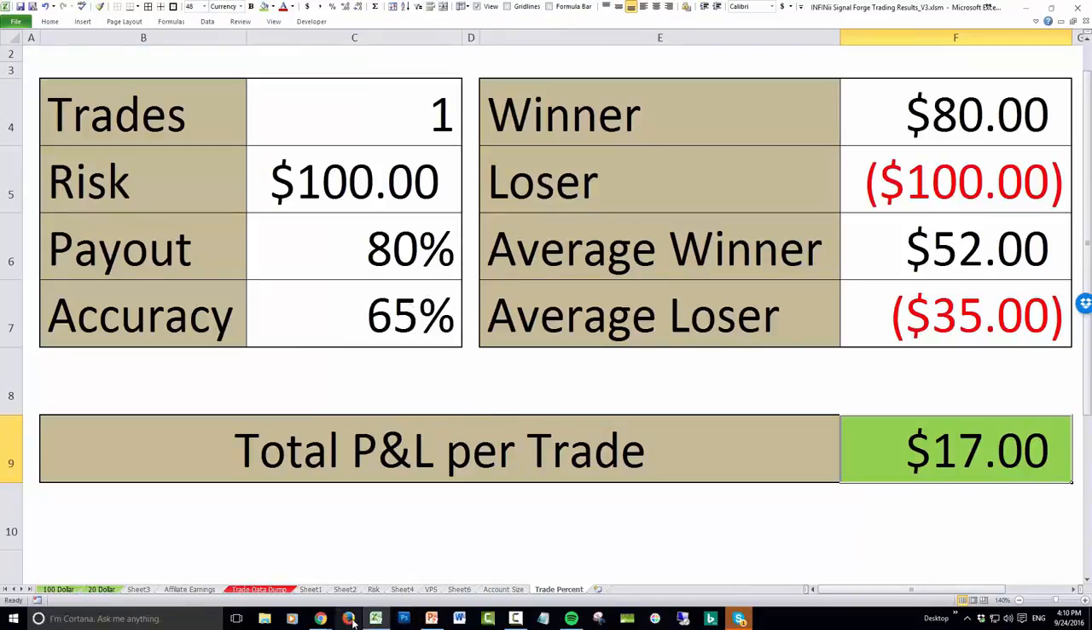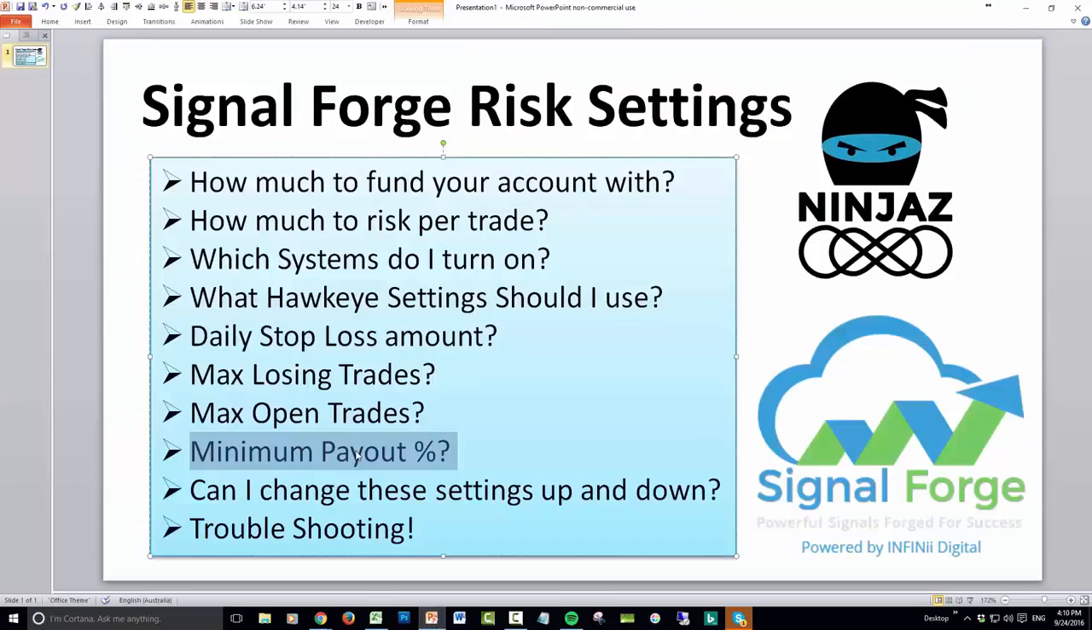So again, back to that setting, we've got it set at 50 because we want to take every trade, but the smallest that the brokerage firm has paid out has been 61 percent in actual fact, and it's averaged around 80% payout over the last 2 months in our trading account. So that's the minimum payout.